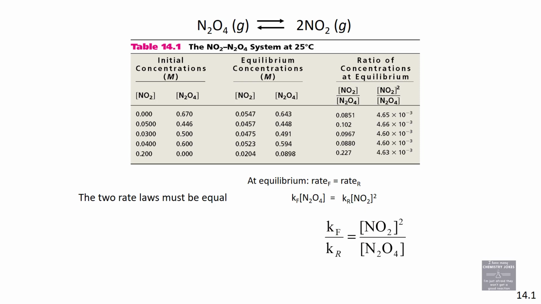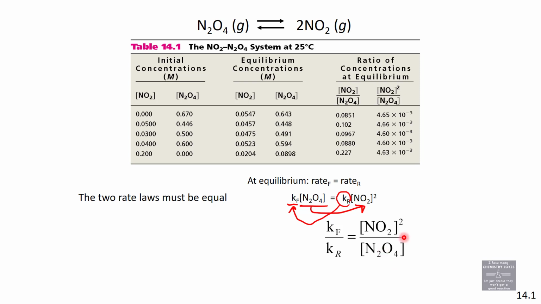So if I rearrange my equation down here, I've written it already rearranged, but all I'm doing is dividing both sides by N2O4 and moving my reverse rate constant to the other side to divide over there. So forward over reverse, the rate constant of the forward divided by the rate constant of the reverse is equal to NO2 squared over N2O4. The concentration of NO2 squared over N2O4.